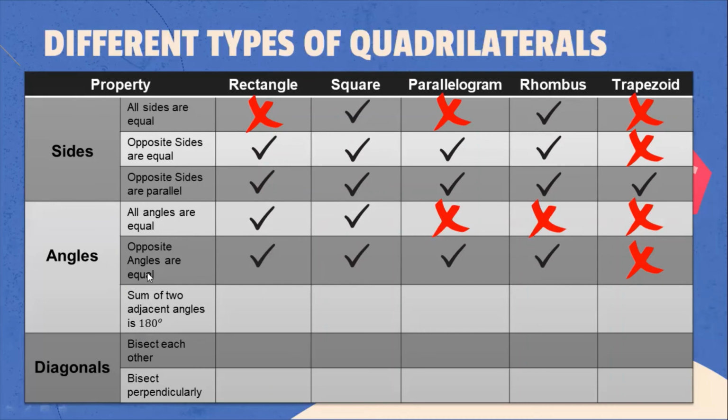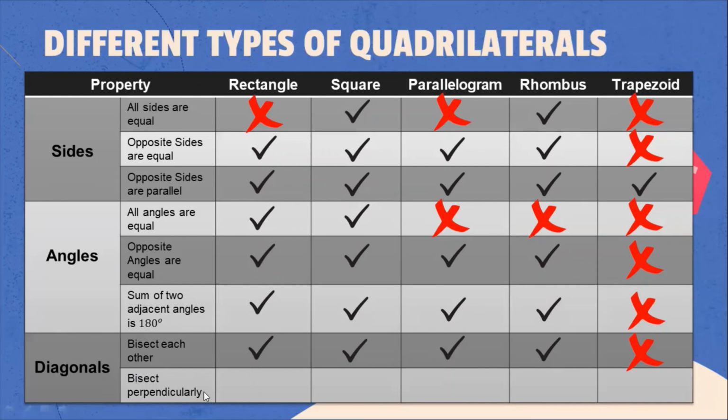Next one, sum of two adjacent angles is 180 degrees. For rectangle, check. Square, check. Parallelogram, check. Rhombus, check. Trapezoid, no. The sum of two adjacent angles of rectangle, square, parallelogram, and rhombus is 180 degrees. Next one, bisect each other. Rectangle, check. Square, check. Parallelogram, check. Rhombus, check. Trapezoid, no. The diagonals of rectangle, square, parallelogram, and rhombus bisect each other.